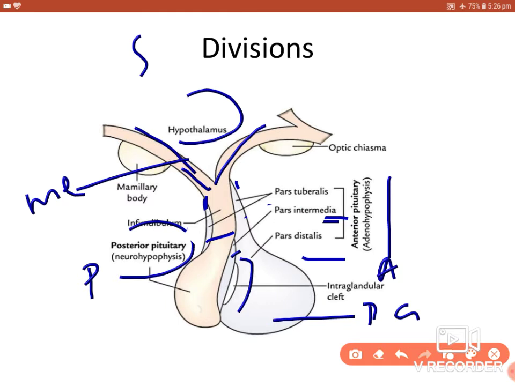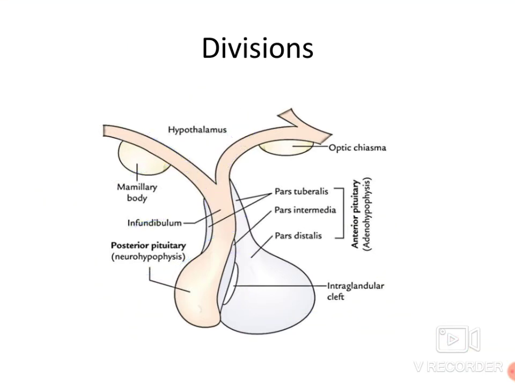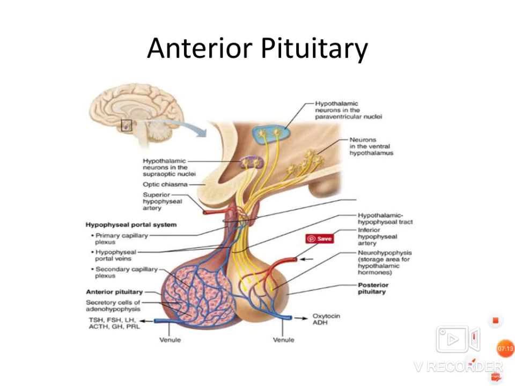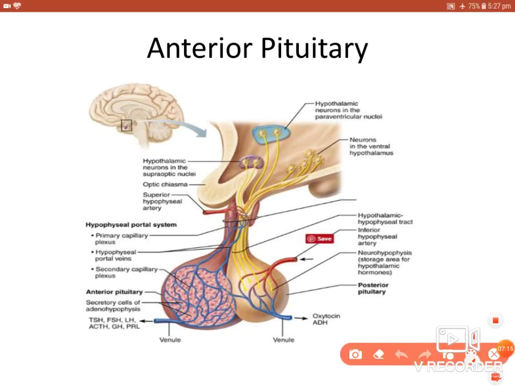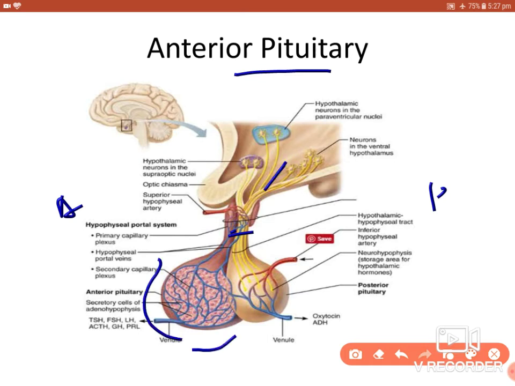Then the posterior pituitary, or neurohypophysis, includes the median eminence, infundibulum, and pars posterior. Here are the features of the anterior pituitary. This is the anterior aspect. Posteriorly, the infundibulum is connected to the floor of the third ventricle. So this is the anterior part, the adenohypophysis, which consists of clusters of cells.